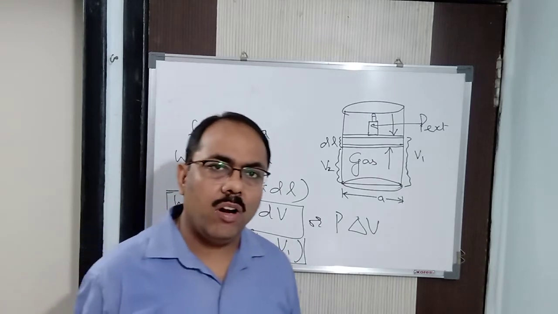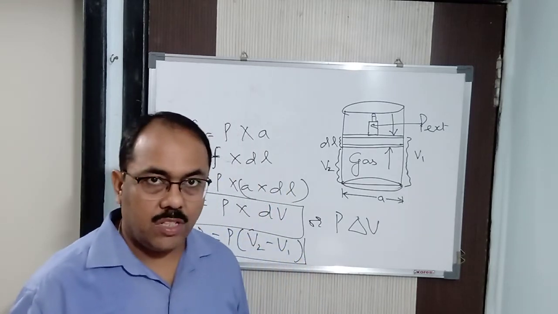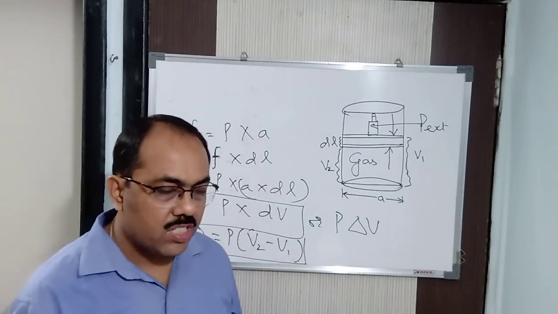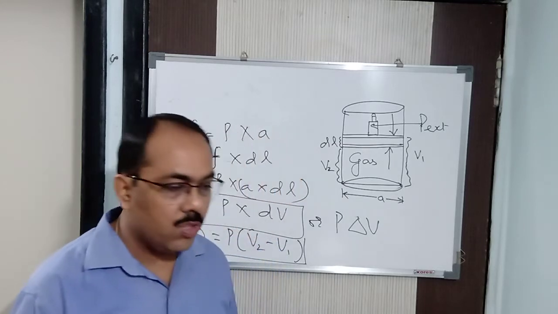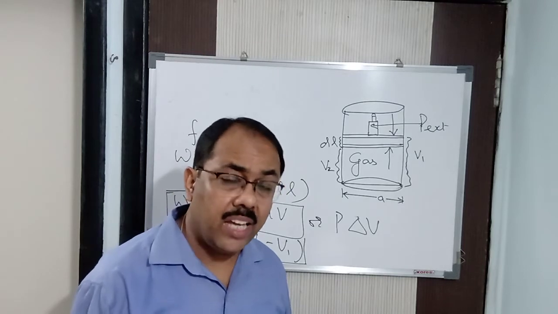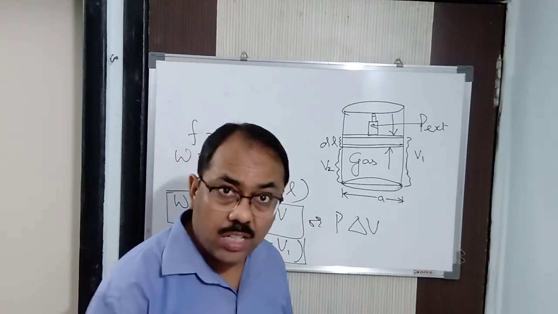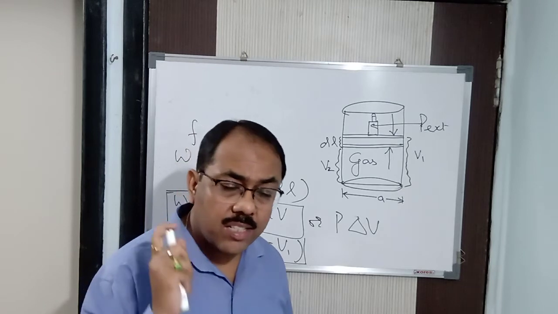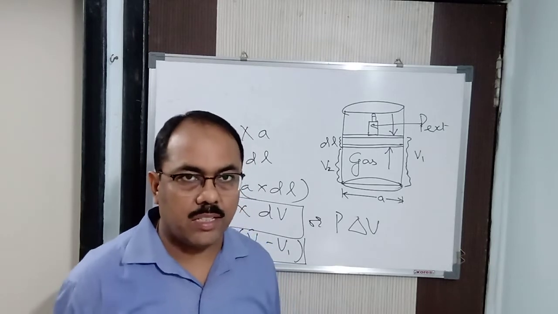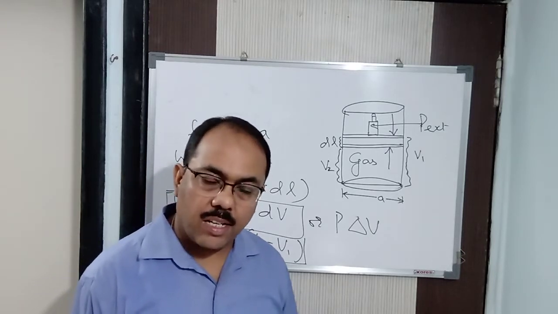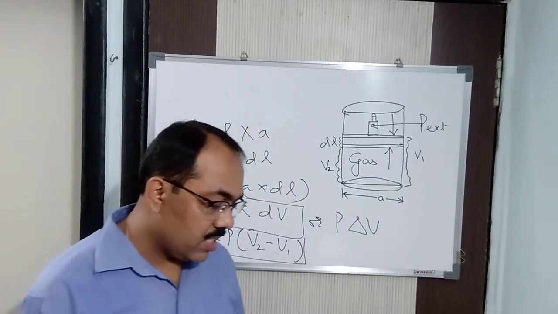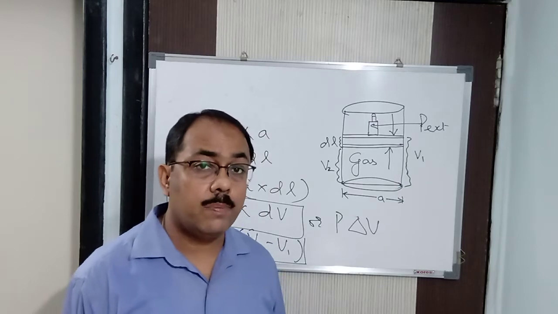Now here one thing you have to take note of. By convention, according to the SI convention, W is taken to be positive if the work is done upon the system. Again I repeat, according to the SI convention, work done is considered positive if the work is done on the system, that is, compression. And it is taken as negative if the work is done by the system, that is, expansion.